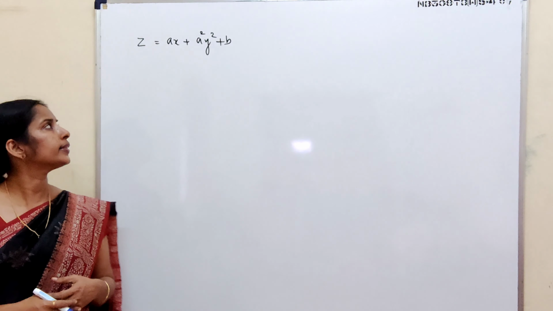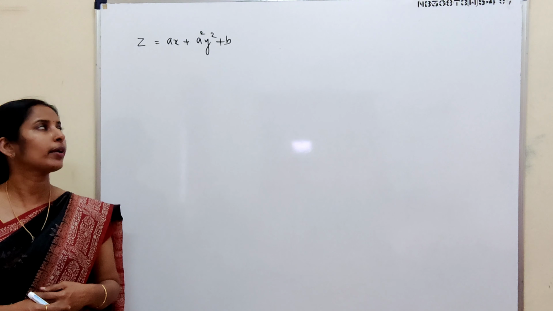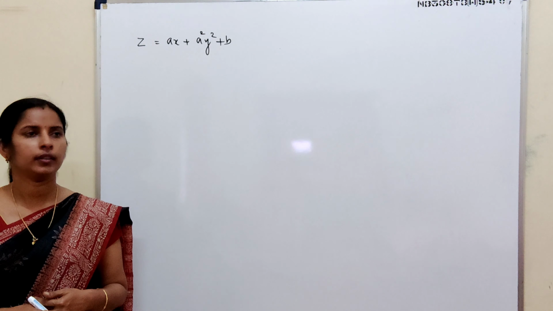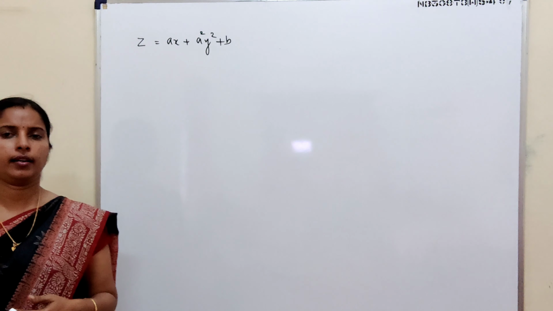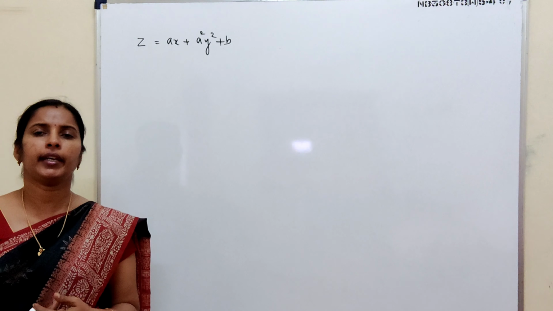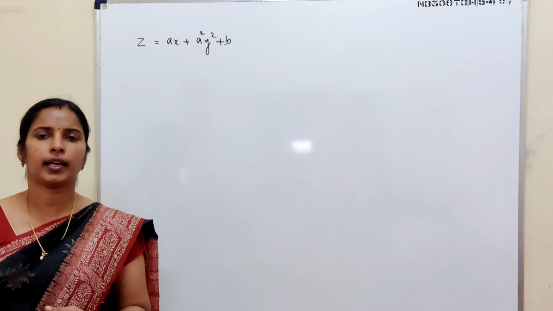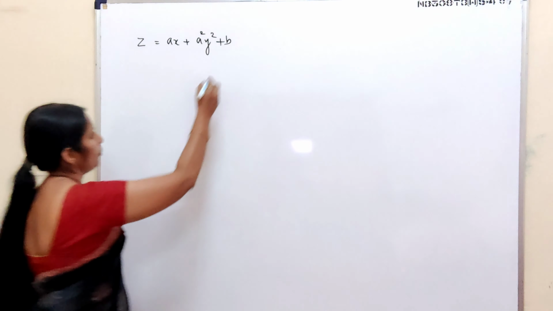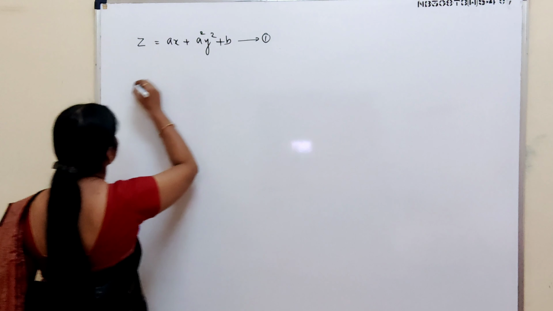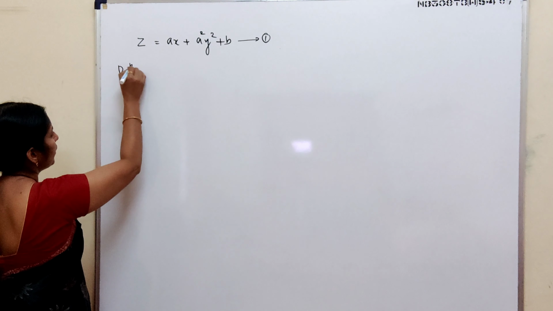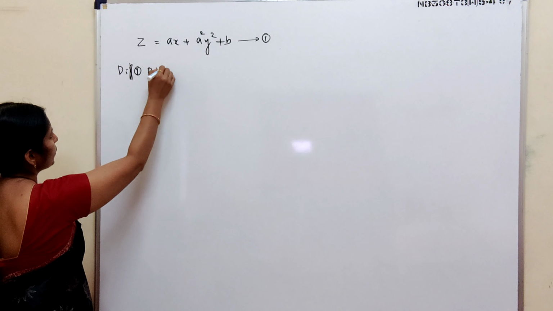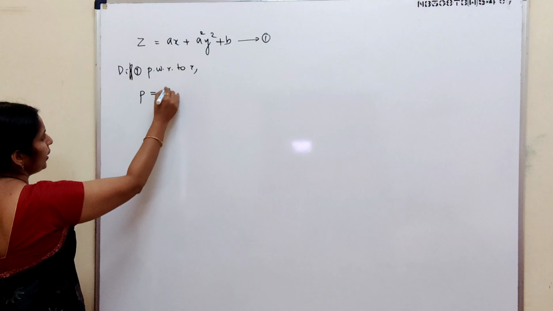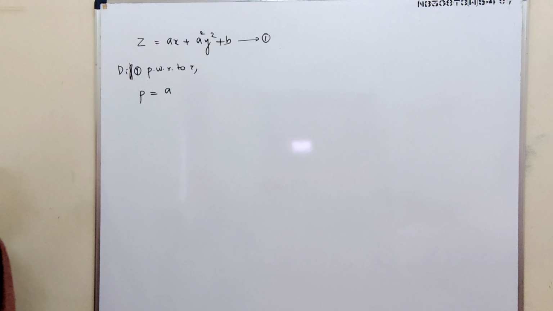Here z is given as z equal to ax plus a square y square plus b. We have to form a partial differential equation. Here a and b are the arbitrary constants. We can make a partial differential equation by eliminating the arbitrary constants a and b. Let it be equation number 1. Differentiate 1 partially with respect to x. So left side is p. P is equal to a.